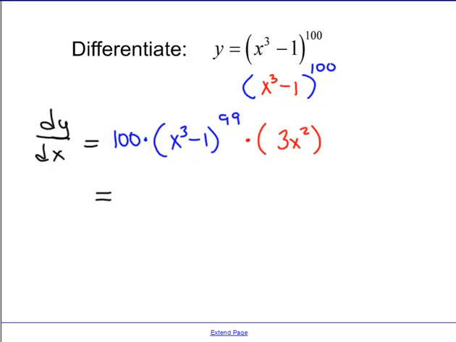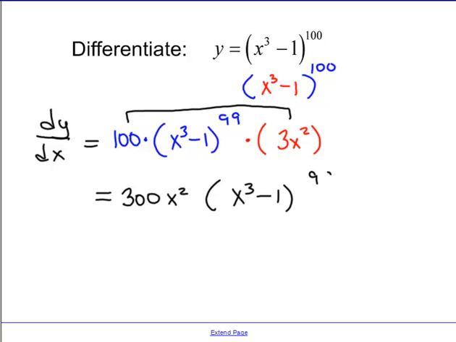So the only thing I'm going to ask you guys to do here is to multiply these two together. So 100 times 3x squared will give you 300x squared, and you are going to leave x to the third minus 1 raised to the power of 99. So that's your answer.